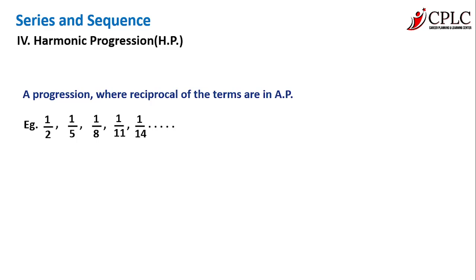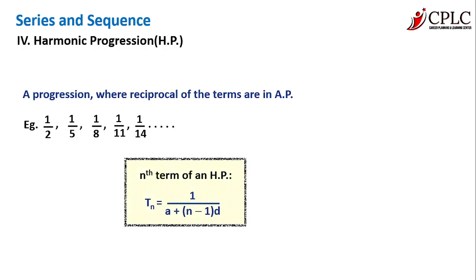And the only thing you have to know about HP is the formula for the nth term. Because it is the reciprocal of an AP, the formula also becomes the reciprocal of the AP's nth term formula. The nth term of an AP you should know by now: a plus (n minus 1) into d. So this becomes 1 upon (a plus (n minus 1) into d). So that's the idea behind HP, harmonic progression.